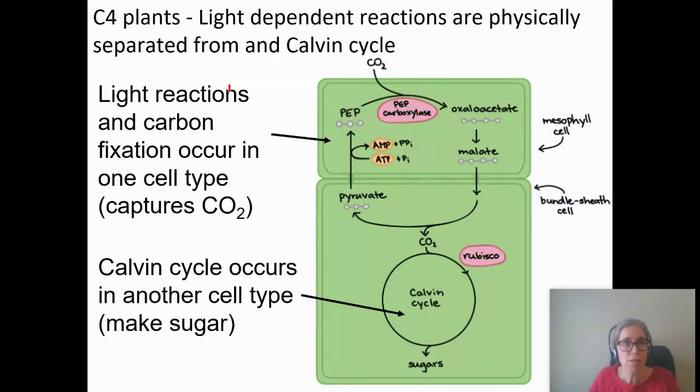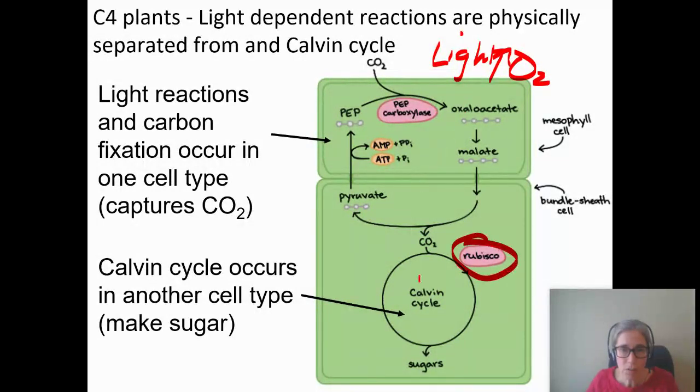So here are C4 plants. So they'll physically separate out the light reactions from the Calvin cycle. So let's say the light reactions are happening over here in this cell and lots of oxygen is being produced. So if you have lots of oxygen, you remember Rubisco is here doing the Calvin cycle.